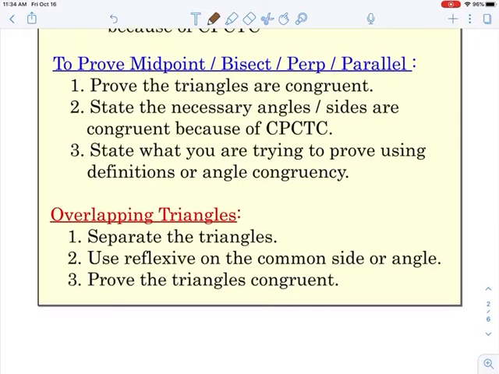With overlapping triangles, you can separate the triangles. Also, you can use color. Color is sometimes very helpful. And you're going to use the reflexive property on any common side or angle. So far, we've only seen a common side. In the first proof that we're going to do, you're going to see a common angle, and then we'll prove the triangles congruent.